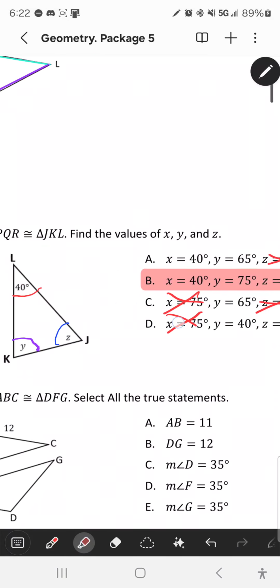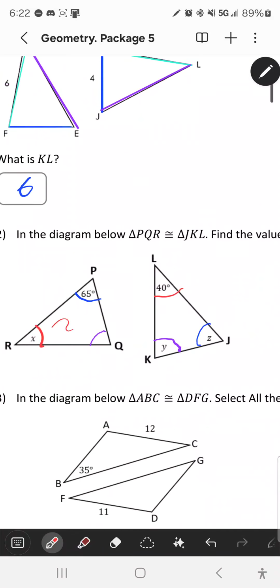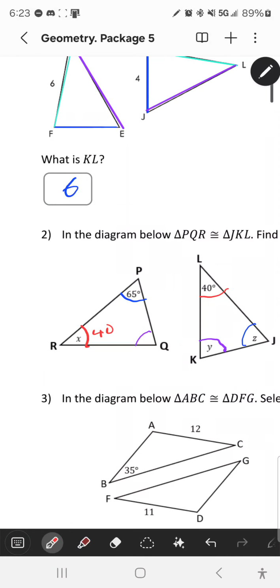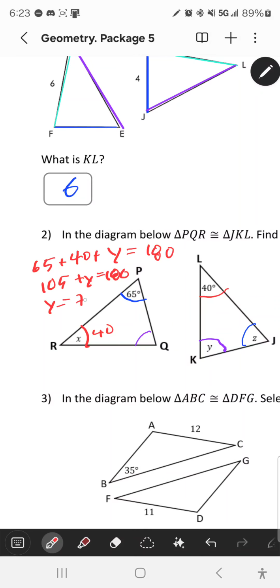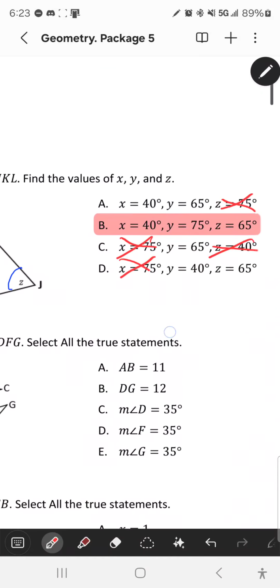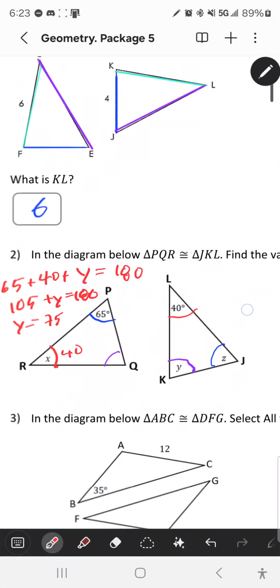Now, how to make sure we have this 40. So 65 plus 40 plus Q, which is going to be Y, equals 180. 65 plus 40 is 105, plus Y equals 180. I subtract 105 from both sides. I get that Y equals 75, which is what they say.